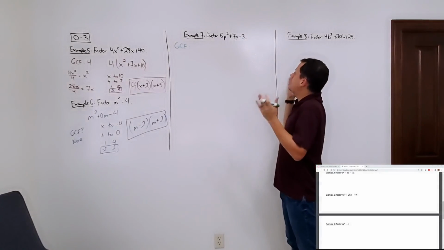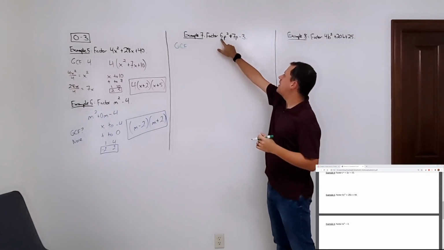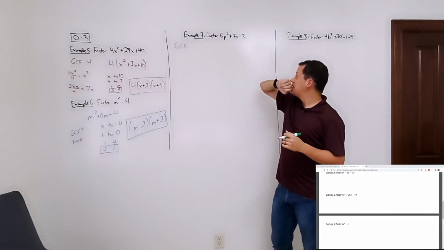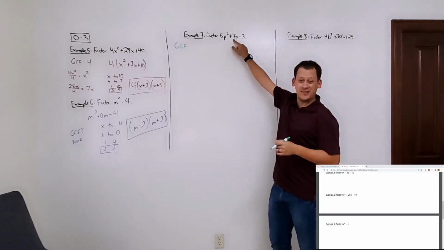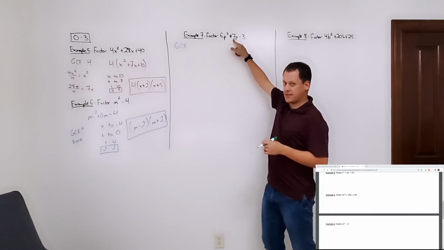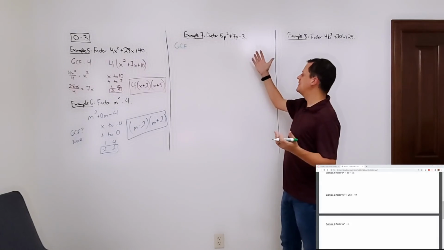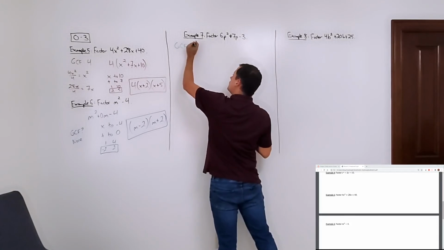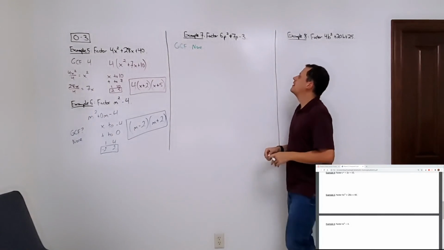Is there one in this case? Are there any numbers that we can divide into 6, 7, and -3? Nope. 7's the problem there. You can't really divide 7 by anything. Can we pull out a p from every term? Nope, this one doesn't have it. So we don't have a GCF again this time. But that's cool. That's all right.